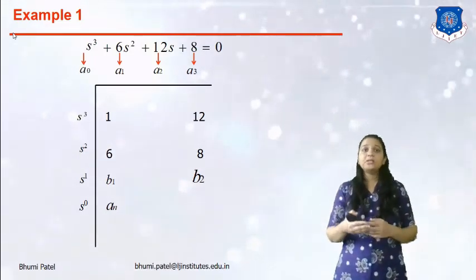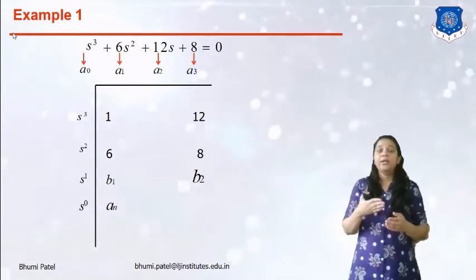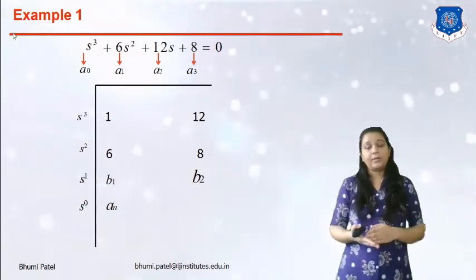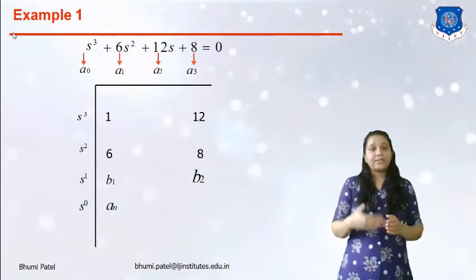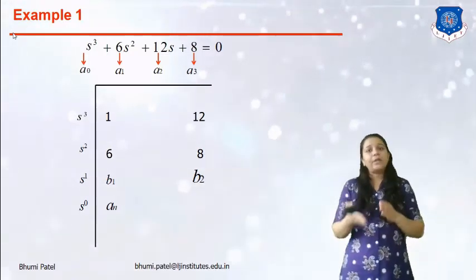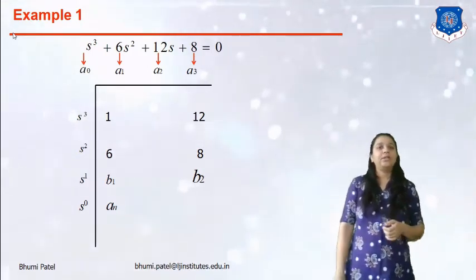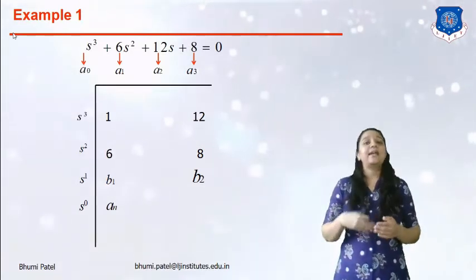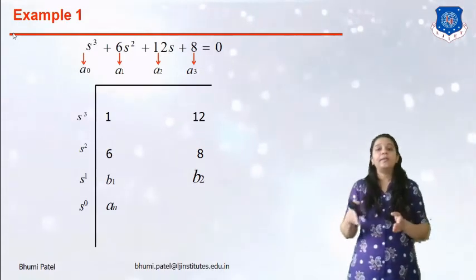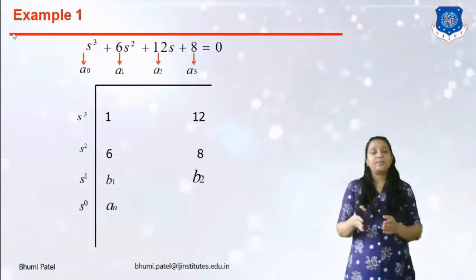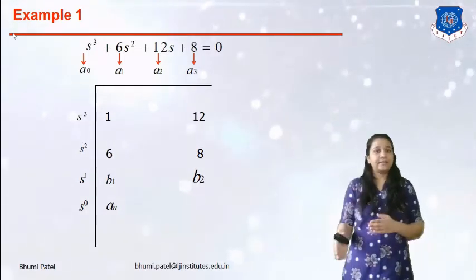So the condition for the Routh array is that if all the term signs are the same in the first column, this type of system is known as a stable system, because in this type of system all the roots are located in the left hand side. If there is any sign change in the first column, that means the roots are located in the right hand side, and this type of system is known as an unstable system. So we can start the example.